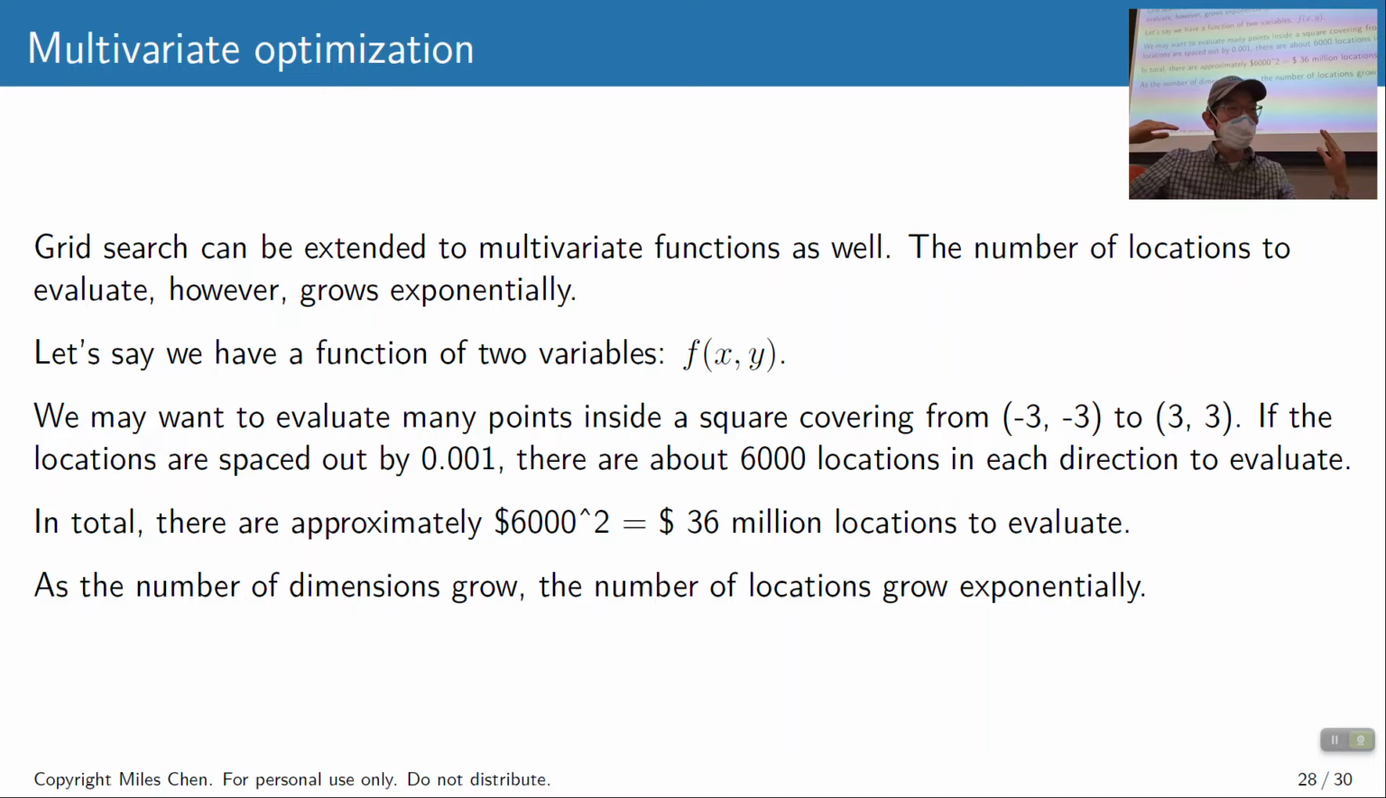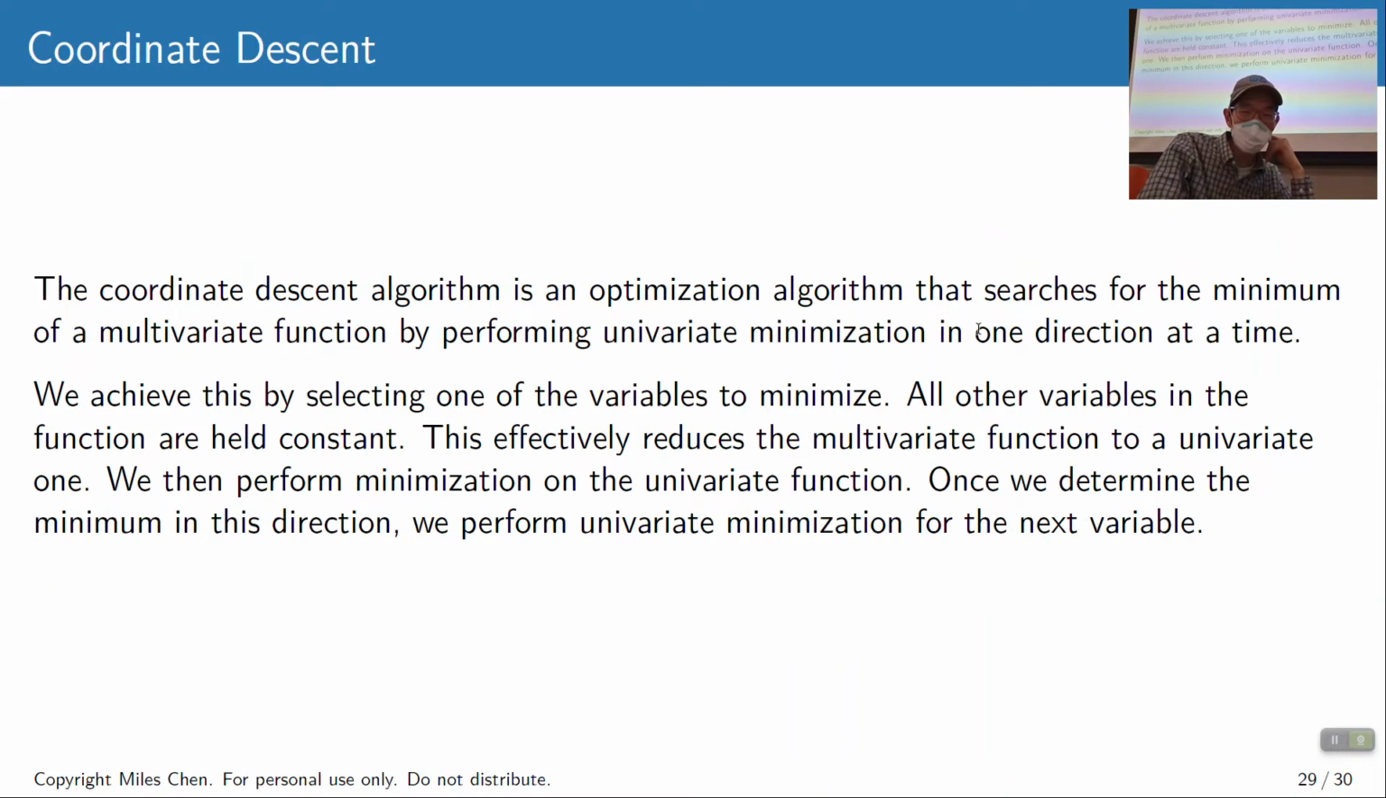What if you have a three-dimensional function? Now you have to do 36 million times 6,000, and that's 216 billion. This grows exponentially every single time you add a dimension. So grid search is great for a univariate function, but pretty bad for anything of higher dimensions. For higher dimensions, we can use this thing called coordinate descent.